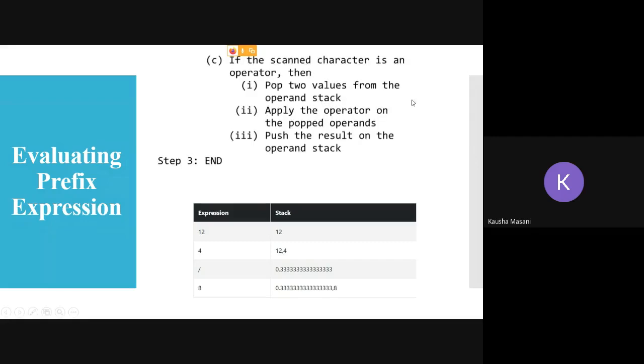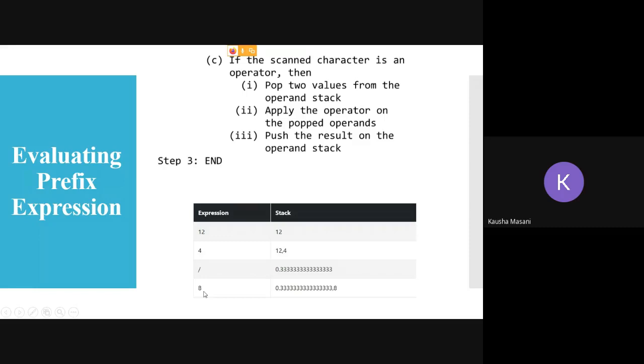So these are the rules. If it is an operator, pop the 2 values from operand stack, apply the operator, and push back the result again. So what we did, it was 12 and 4, right? We popped the 2 values, first popping 4, then 12, and we applied the operator, that is divide. So 4 divided by 12, because stack is last in first out. 4 was the last one, so 4 is my operand 1, 12 is my operand 2, and division sign applied. The result which I got, I again pushed it back.